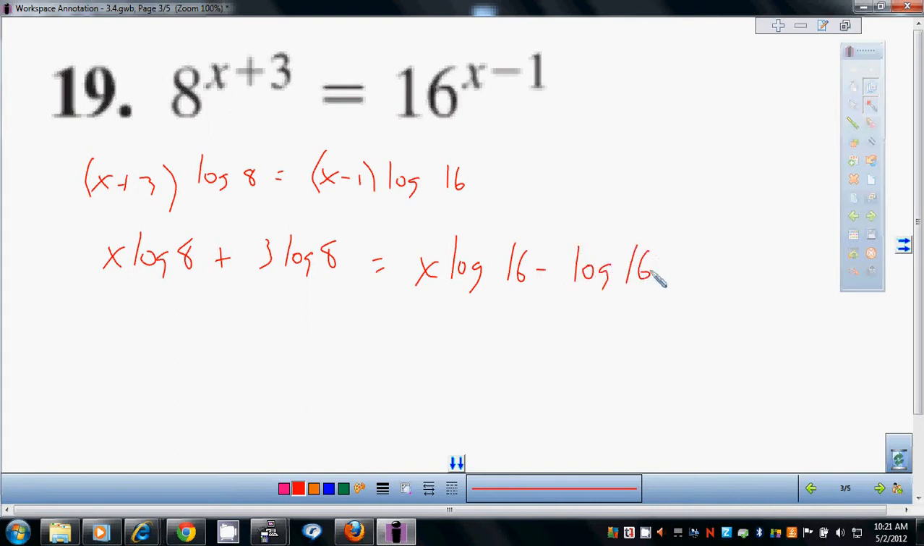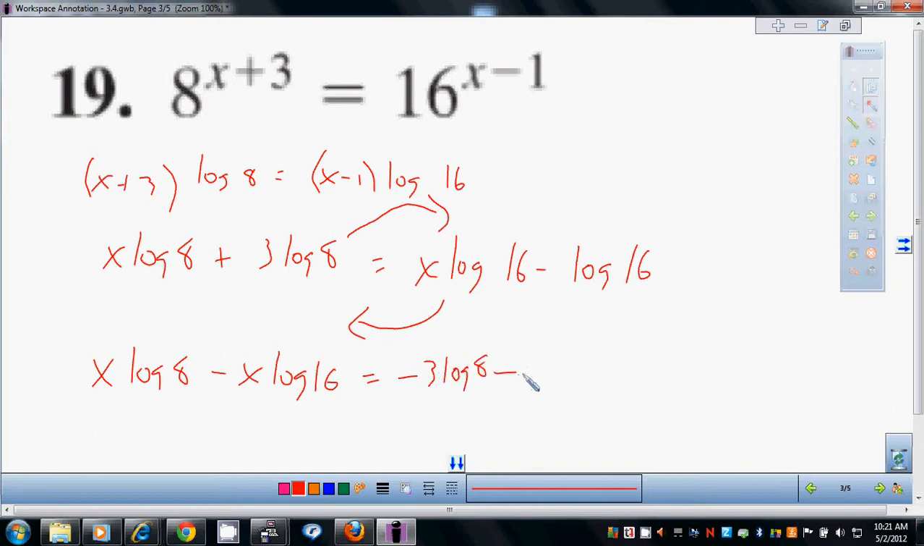Before I go any further, are there questions about where either of those steps has come from? No? Good. Move the x's to one side, non-x's to the other. So I'm going to bring this one over to this side, so that'll be x log 8 minus x log 16. And I'm going to bring this one over to that side, so that'll be negative 3 log 8 minus log 16.